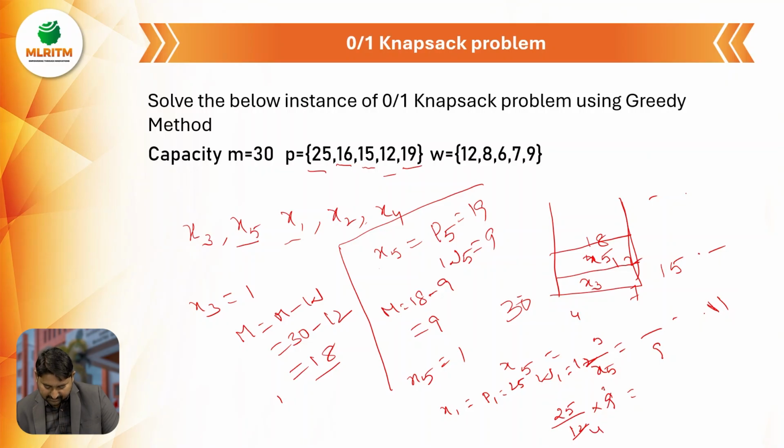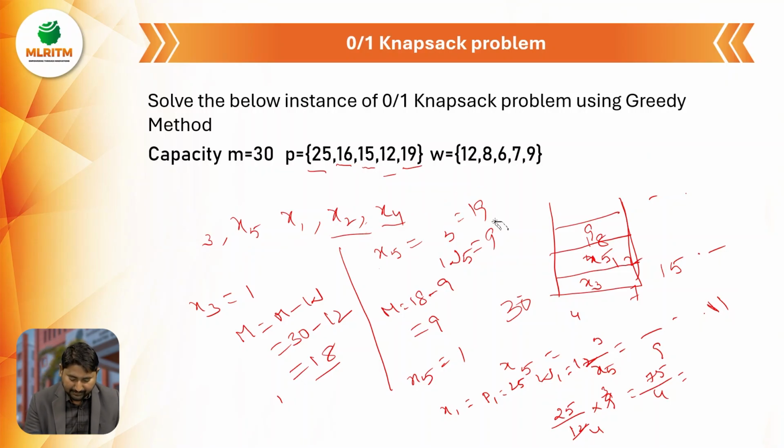3 4s are 12, 3 3s are 9, so 75 by 4, that equals 75 by 4. So total will be finished. Next, are the remaining 2 items possible to fill? No. Why? Because our knapsack capacity is already filled completely.